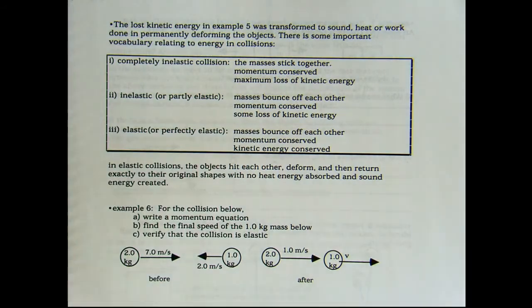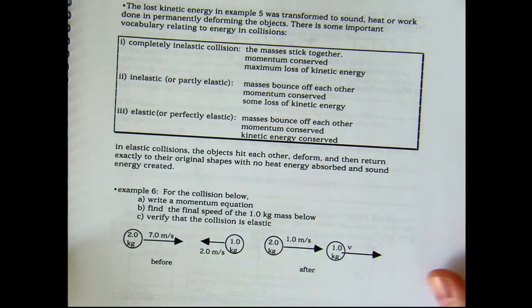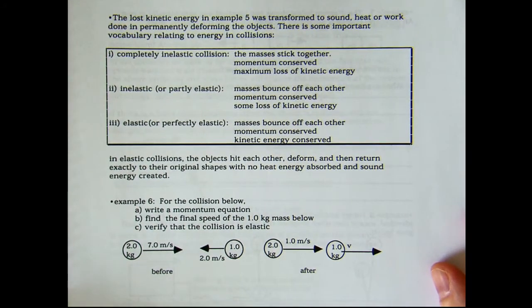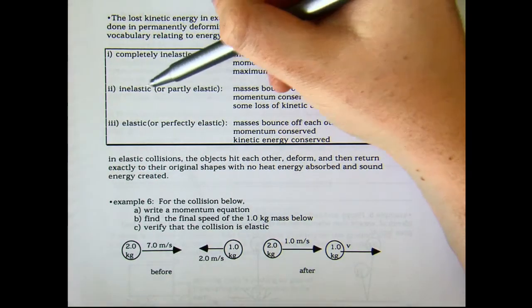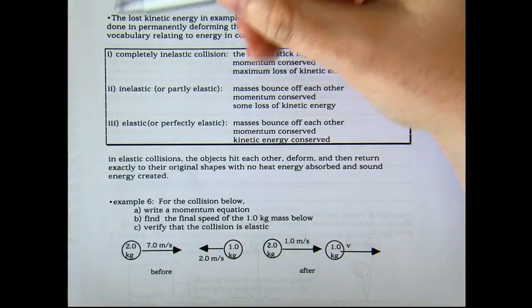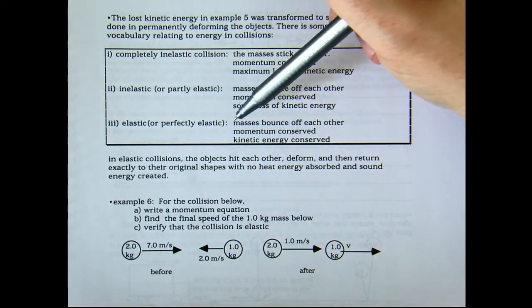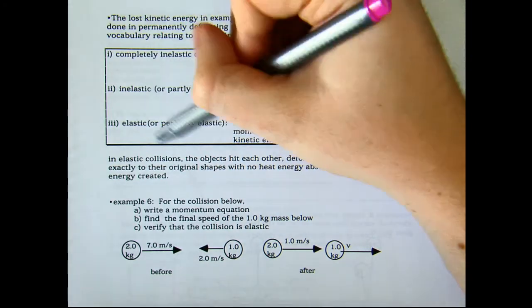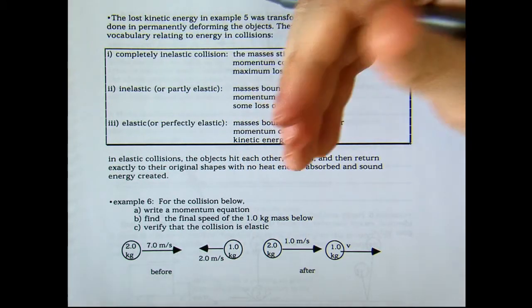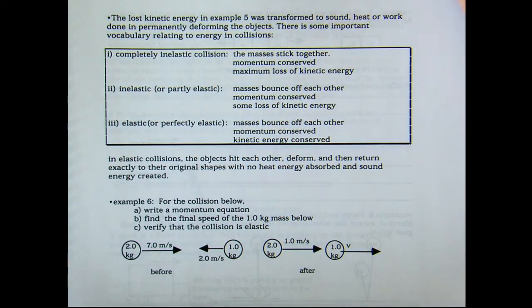Because of this, there's some language here, some terminology that we use. So there's actually different types of collisions. The first type of collision is completely inelastic collisions. The second type are inelastic or partially elastic. And then part 3 is elastic or perfectly elastic. And so these three terms to classify collisions are dependent on what happens to the energy.